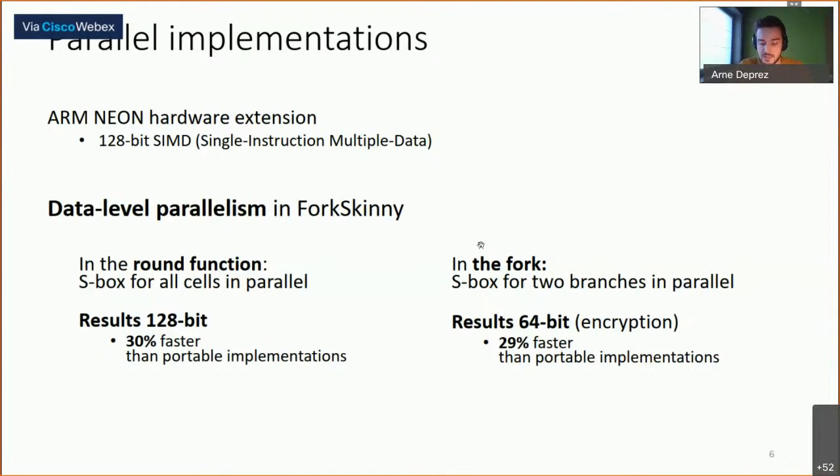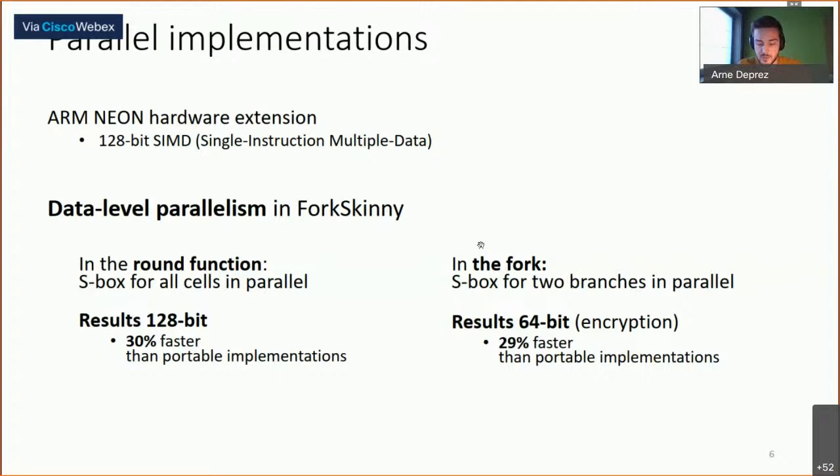But fork Skinny also has another interesting level of data level parallelism, and that is the parallelism of the fork. Because you have these two branches in parallel, the S-box can be calculated for two internal states in parallel. We showed this for the 64-bit instance of 4KE because this way two internal states fit in one Neon register. Of course, if you have Neon or other SIMD hardware that has 256-bit registers, you could do this also for the 128-bit instances.